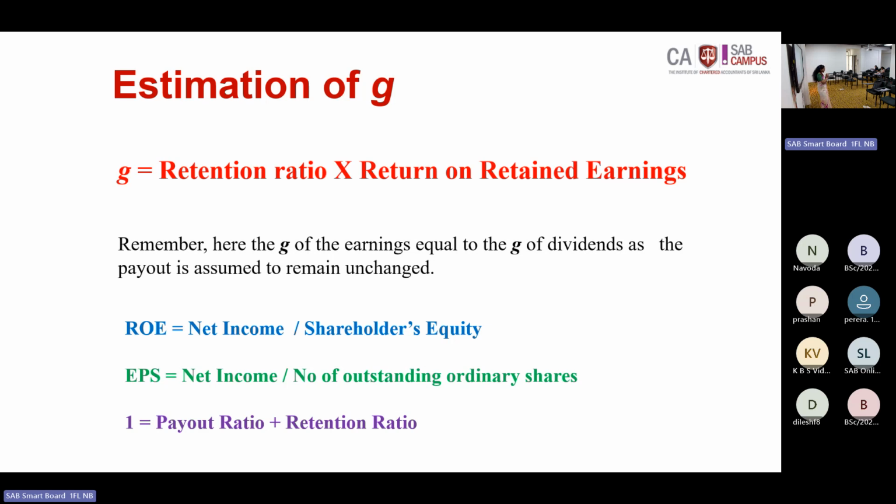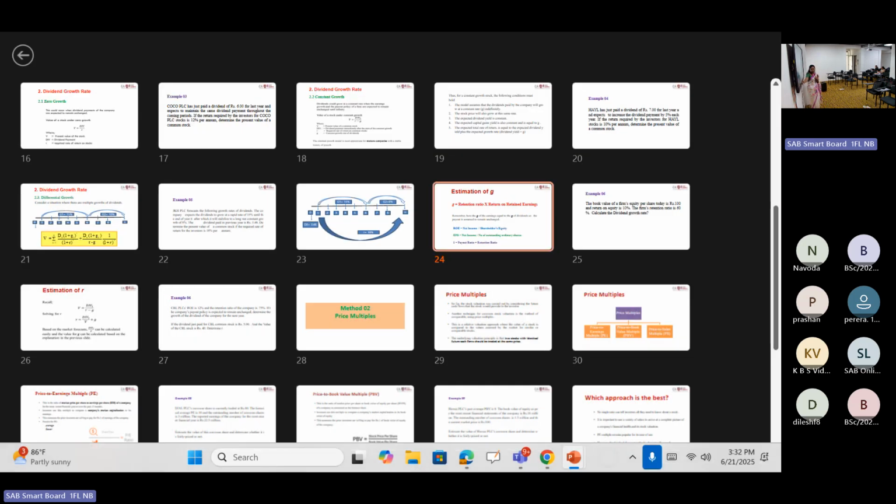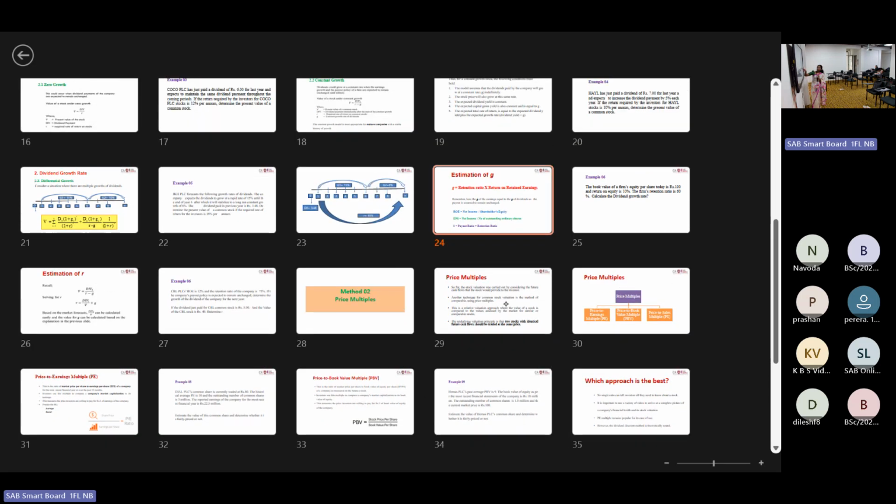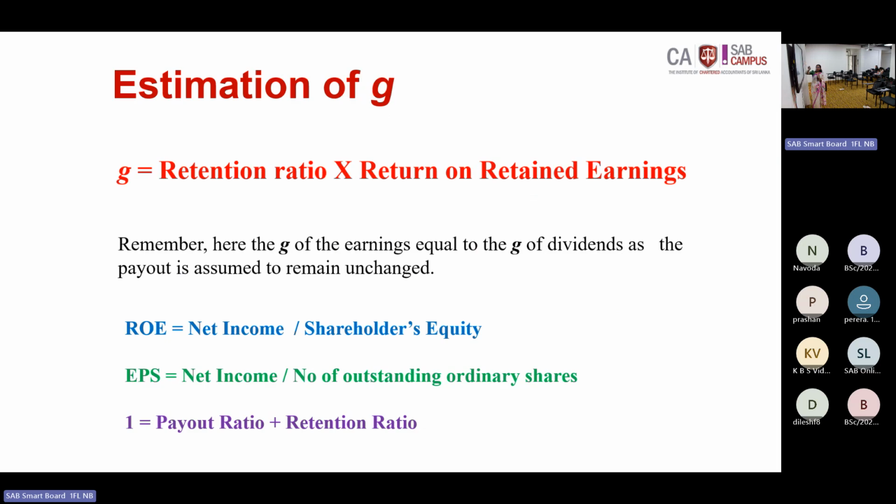If a company earns 1 rupee, they can decide how much of the amount we are going to retain within the business, plus how much we are going to share among our shareholders as the dividend on its payout. So if you have been given the retention ratio, you can have the idea regarding the payout ratio, and if you have been given the payout ratio, with the knowledge of this equation, you can calculate the retention ratio.